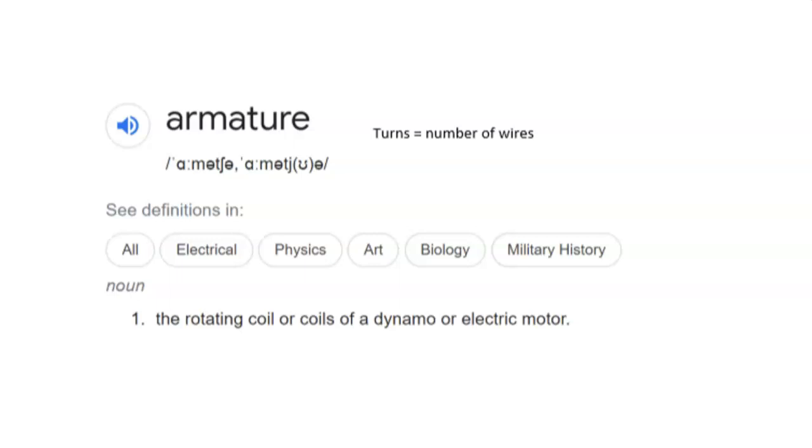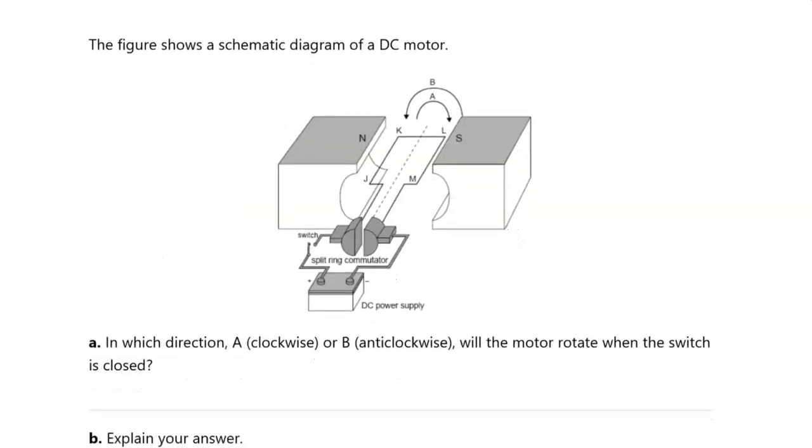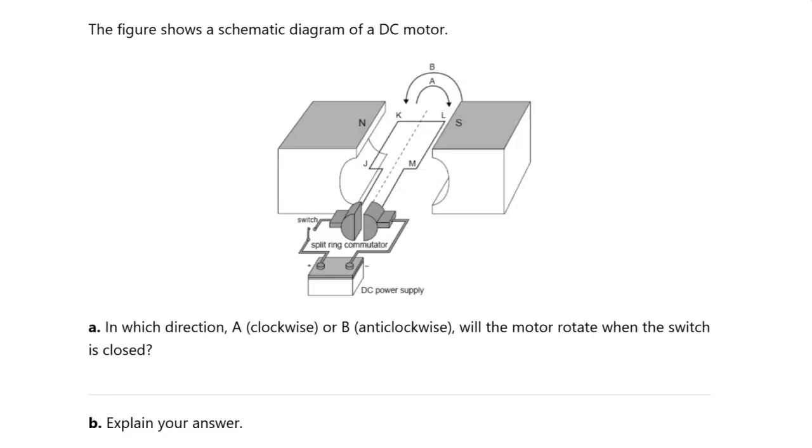Let's go back to looking at some of these past exam questions. Okay, we have a schematic diagram of a DC motor, and we're asked which direction will the motor rotate when the switch is closed. So a few things we need to be aware of here. When the switch is closed, how are we going to determine the direction of the current? Well, we're always looking at the direction of conventional current, and that comes out of the positive terminal of the battery. So current will be travelling this way.